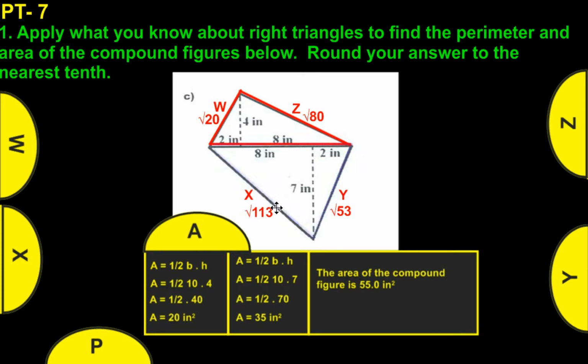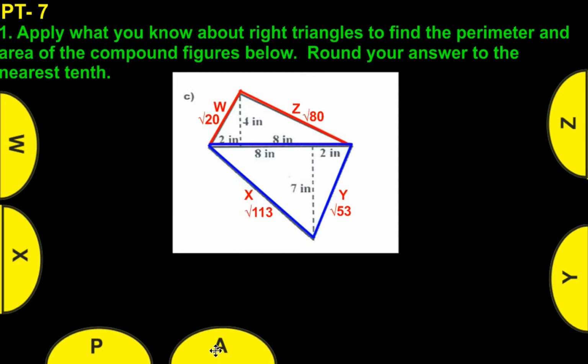And then we have a second triangle over here, which also has a base of 10 and a height of 7. So we have 1/2 times 10 times 7, or 1/2 of 70, which equals 35 inches squared. If we combine the areas of both of those triangles, we get the area of the compound figure is 55.0 inches squared. I have 0.0 because we were supposed to round to the nearest tenth. And that completes 1C.